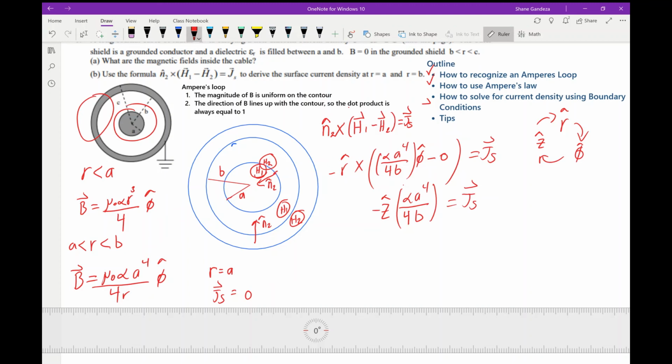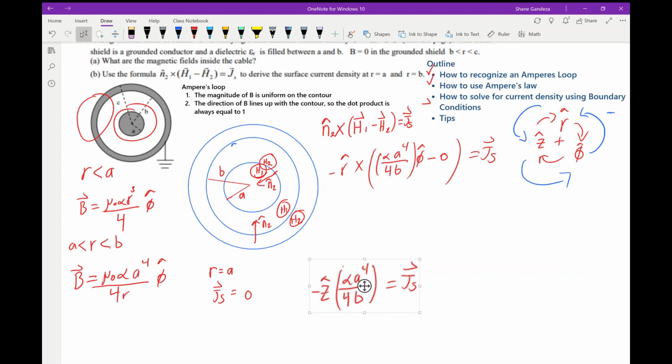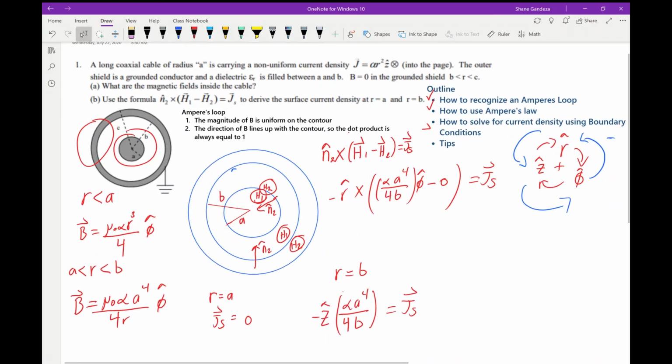Now a quick tip, let's say it was phi hat cross R hat. And so, going the opposite direction, it'll just be a negative Z hat. So, going counterclockwise will be negative, and going clockwise is going to be positive. And that's just a little tip for you there. So, putting it all together, we see that we now have the current density for R is equal to B. This is for R is equal to B. Okay, great. So now we have completed the problem.